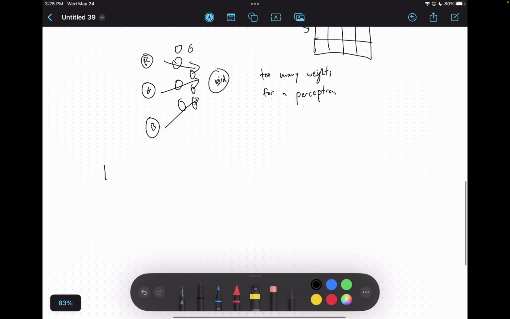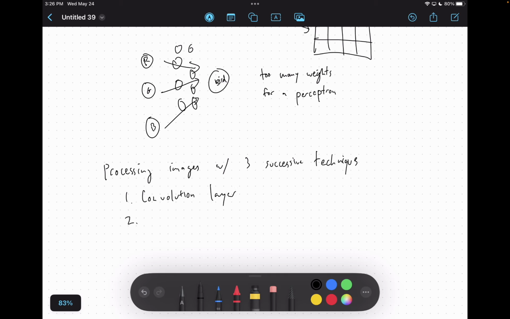So, processing images with 3 successive techniques. So 1, convolution layer, 2, pooling layer, and 3, fully connected layer.